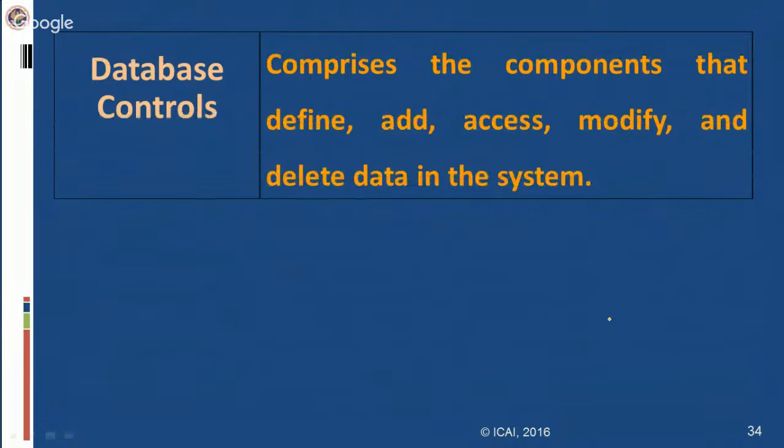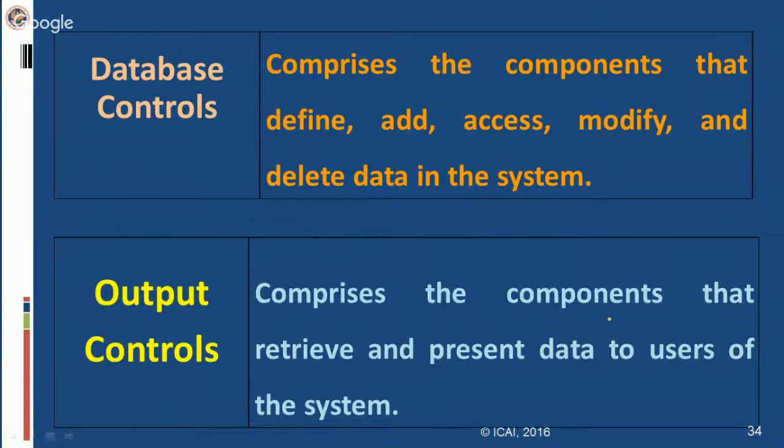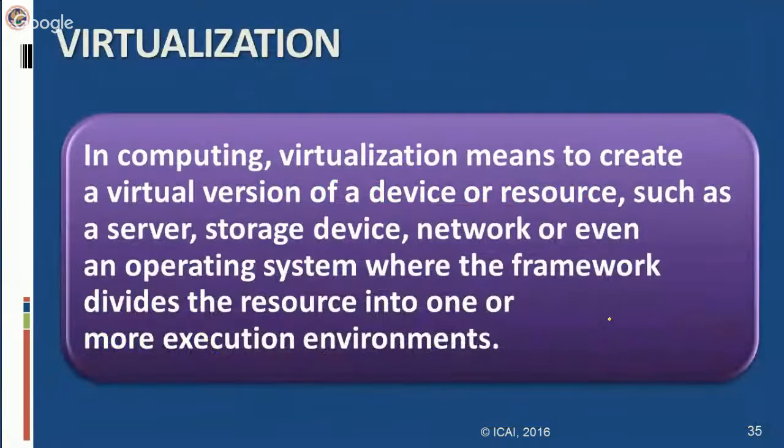Database controls. This will comprise the components that define, add, access, modify, and delete the data in the system. And lastly, the output controls. That comprises the components that retrieve and present data to users of the system. So output controls again would see that a valid report has been generated and the report which has got generated is useful. Then comes the next topic, which is virtualization.